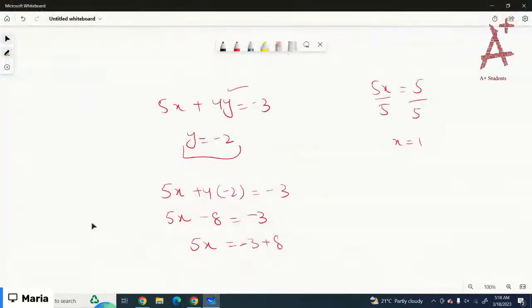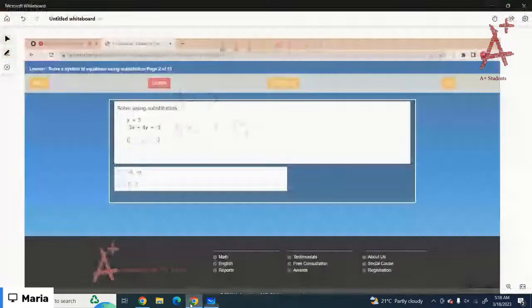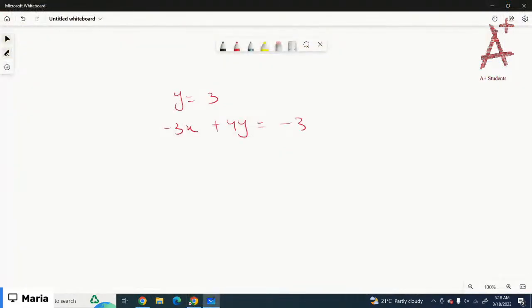Okay, the next one is y equals 3, negative 3x plus 4y equals negative 3. So this variable is already isolated. So just substitute y equals 3 in this equation. So it would be negative 3x plus 4 times 3 equals negative 3. Got it? So it is negative 3x plus 12 equals negative 3. Got it?